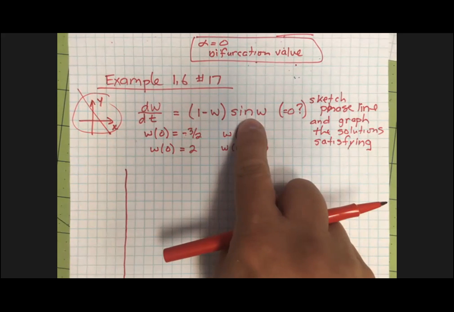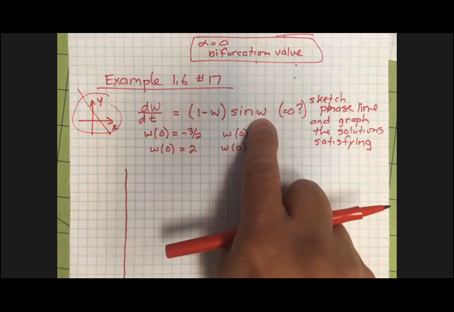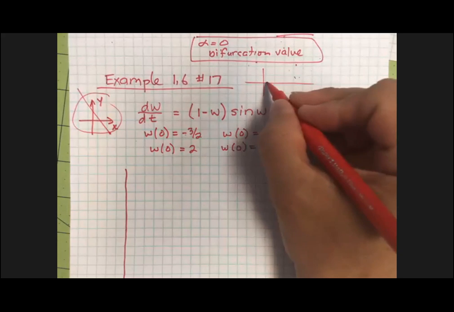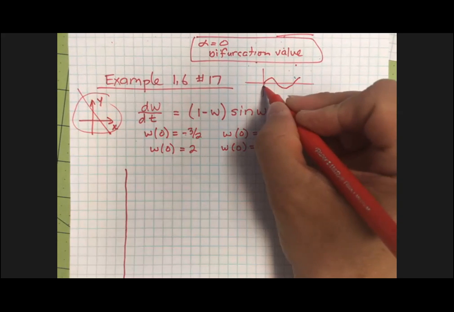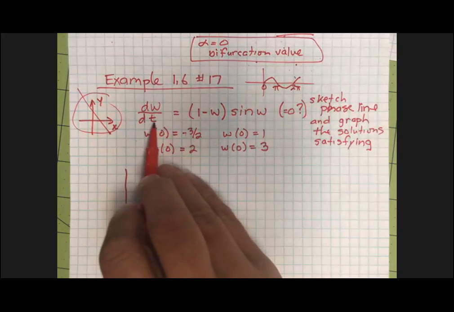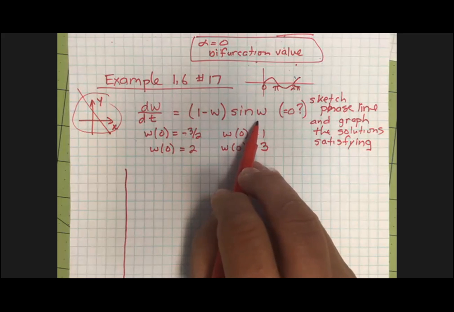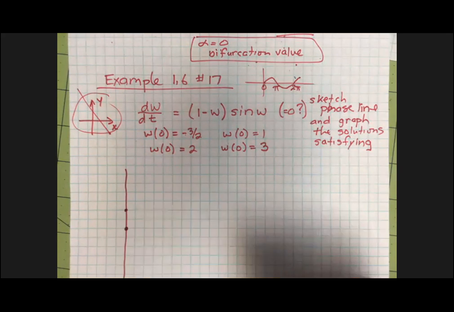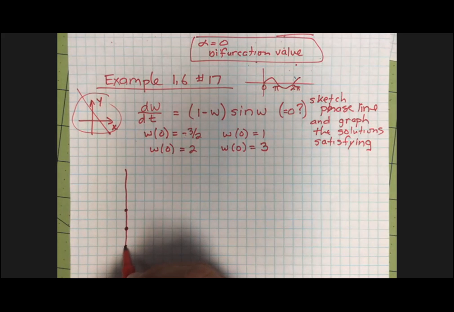But then I remember sine. Lots of zeros. When is sine w zero? When w is zero, when w is two pi, when w is pi. Let's do this in an organized fashion. How does the sine go? Like that forever. Zero, pi, 2 pi. So this equation has infinitely many equilibrium solutions. Let's mark them 0. Let's call that 2 pi. Let's call that minus 2 pi.